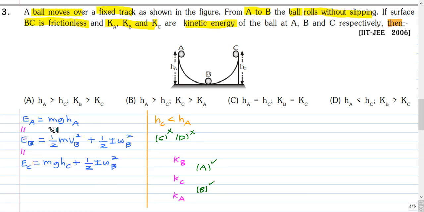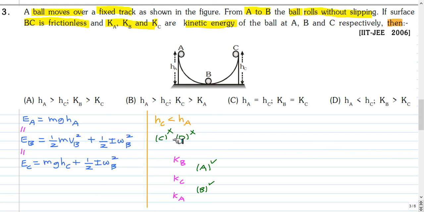The energy at point A is the potential energy mgHa because it is released from point A. The energy at point B is the linear kinetic energy half m vB square plus half I omega B square, and the energy at point C is mgHc plus half I omega B square, because at the maximum height point there won't be any translational velocity. Comparing, EA, EB and EC are equal because there is no energy dissipation. So comparing EA and EC, we can conclude that HC is less than HA.